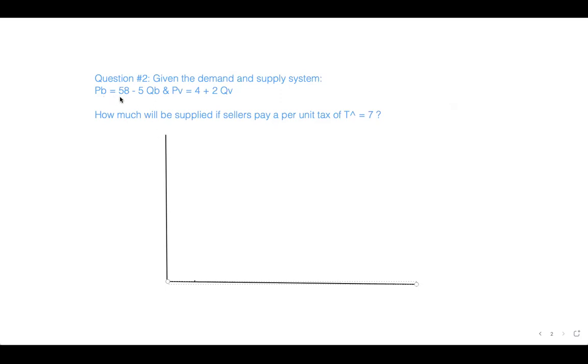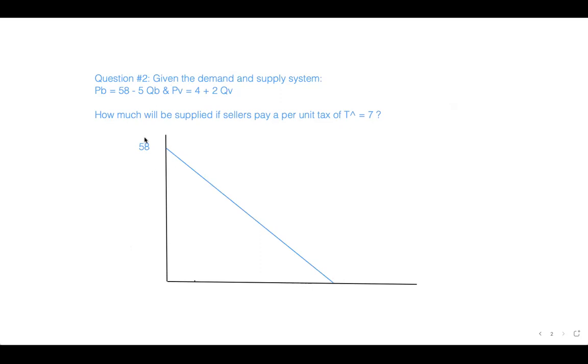Just to be clear, you're a little bit mixed up. The demand is the one with the B for the buyer. So let's do that one first. What should I label the axes for the inverse demand curve? P for the price, and the horizontal would be quantity. And the vertical intercept of the demand curve is at what value? Oh, 58. Yeah, 58.